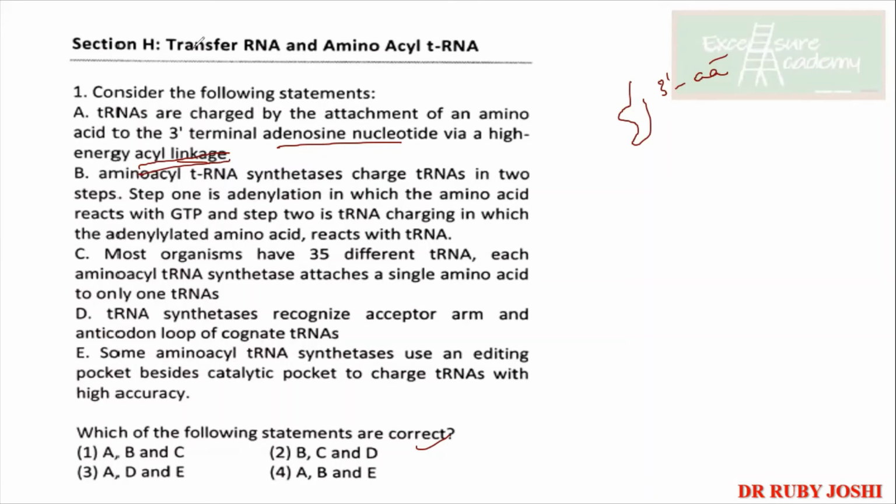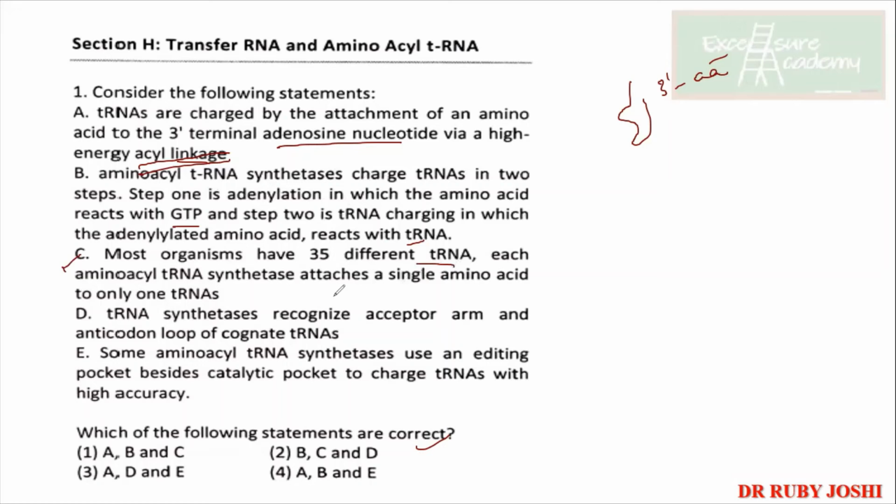Let's see. Okay, एक बार सारे पढ़ लेते हैं हम लोग. So amino acyl tRNA synthetases charge tRNA in 2 steps. Okay, adenylation in which amino acid reacts with GTP, and step 2 is tRNA charging in which adenylated amino acid reacts with tRNA. Okay. Third statement, most organisms have 35 different tRNA.